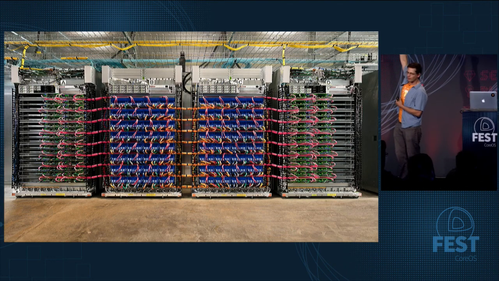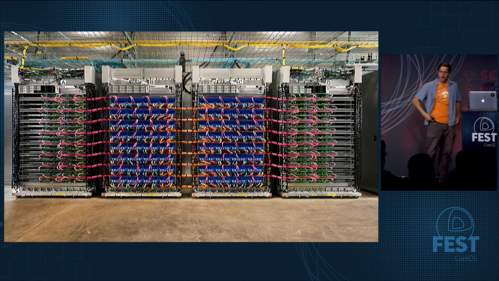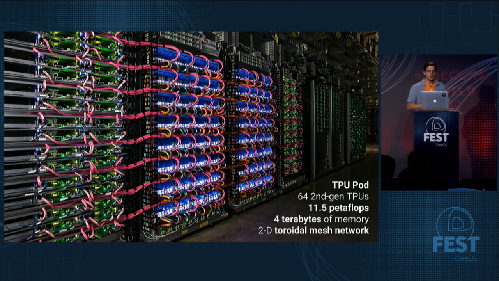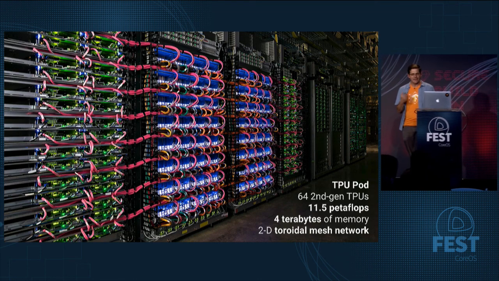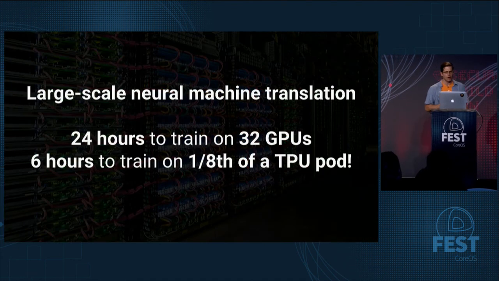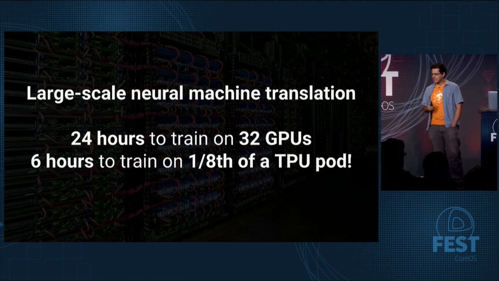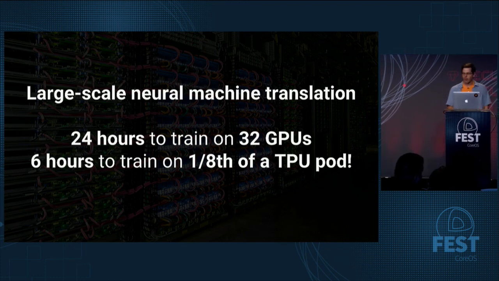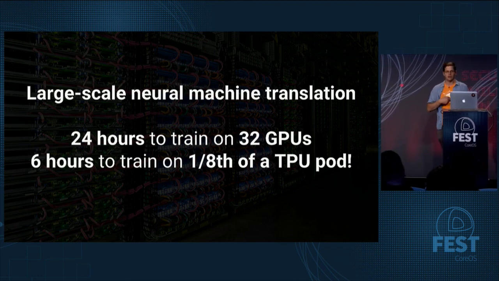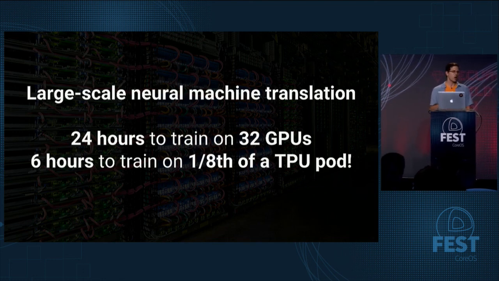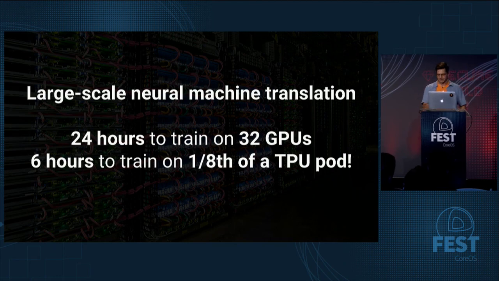That rack is about this tall. These TPU pods contain 64 of those new TPU devices. Altogether, this is 11.5 petaflops, 4 terabytes of memory on a 2D toroidal mesh. And what does this do for us? This lets us do things faster and better. It used to take us 24 hours on 32 GPUs to train one of our large-scale machine translation models. Now it takes us 6 hours using an eighth of this thing.